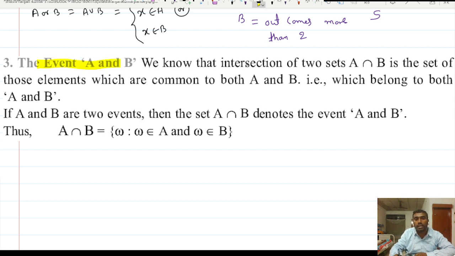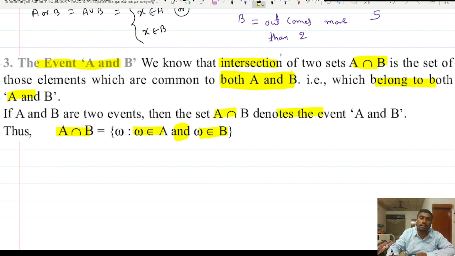We know this is the symbol we use for the intersection, and it is the set of those elements which are common in both, right? So an element should be in A and it should also be in B. That's why "and" is coming here. It belongs to A and B. This is its representation. If you take any element W, W should belong to A, and this is a very important word, it should also belong to B. So this is actually A and B.